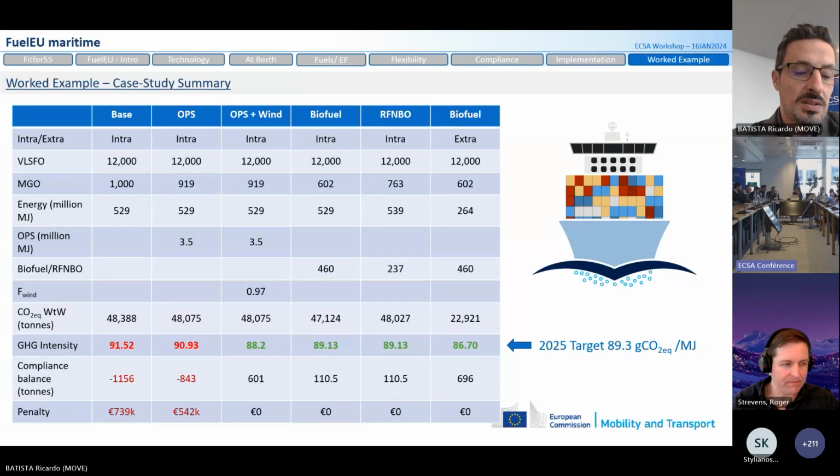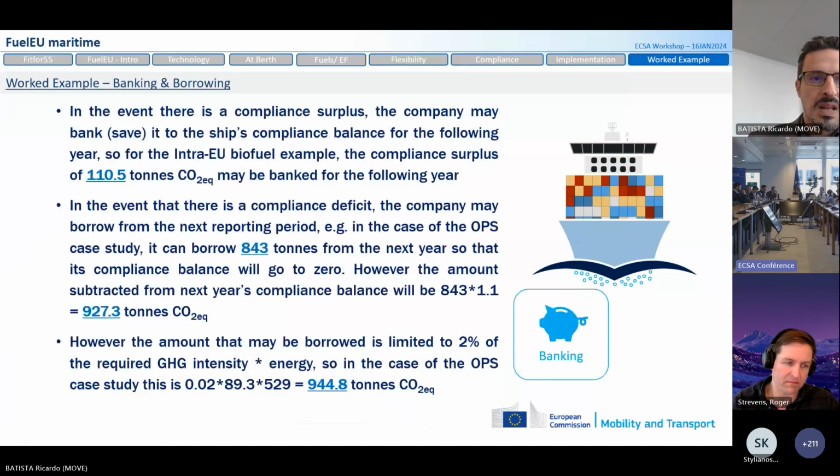The penalties calculated, you can see for the base case, quite significant, reduced in case you use OPS, and no penalty applicable, of course, in the cases where you became compliant.